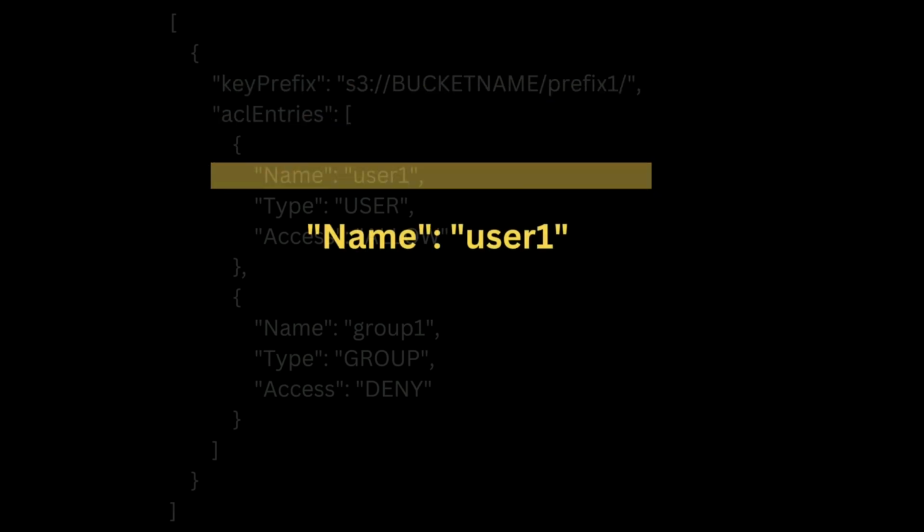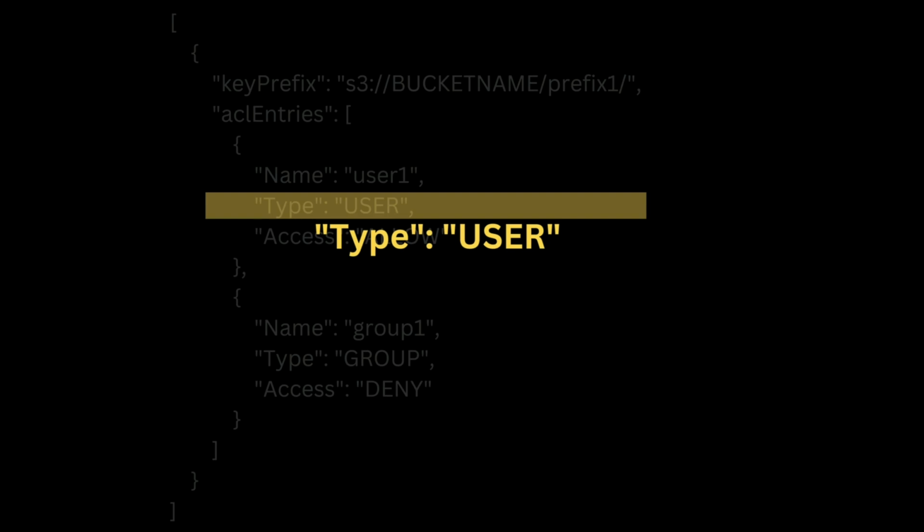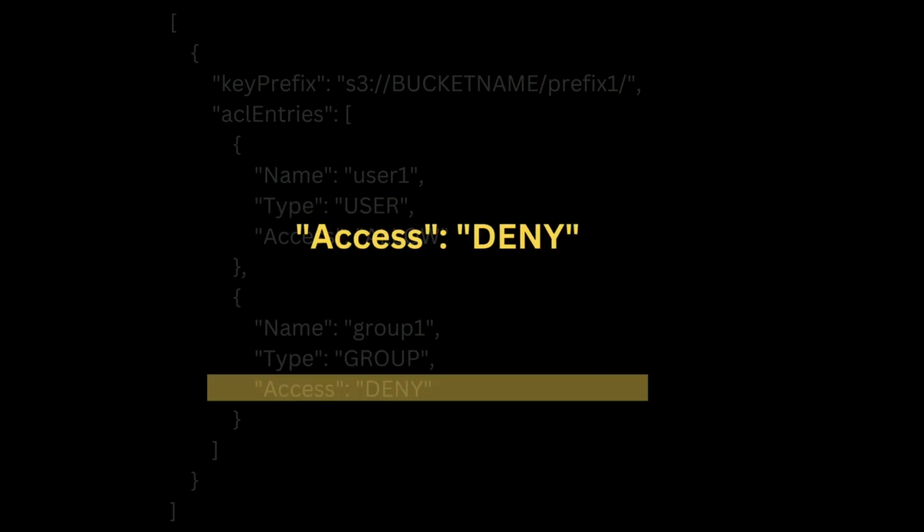You provide three pieces of information in the file. The name of the entity, that can be user email address or group name. The type of entity, you can use user or group. The access that entity should have, that could be either deny or allow.